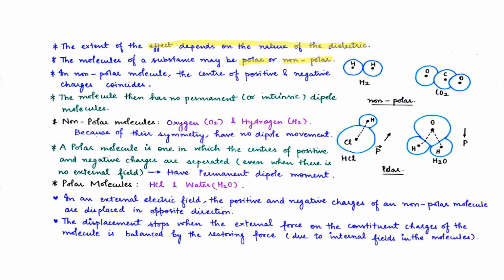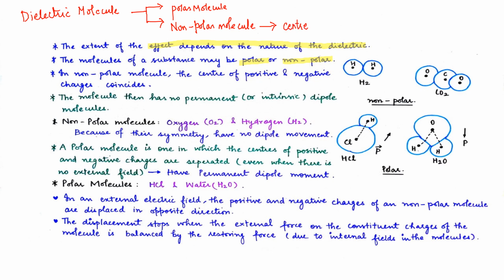Till now, we were looking in general at a dielectric molecule. Now, what they have introduced to us is that in a dielectric there are two types of molecule. One is the polar molecule, another one is the non-polar molecule. Non-polar molecules are neutral molecules. They do not have the segregation of plus or minus. Their centers coincide.